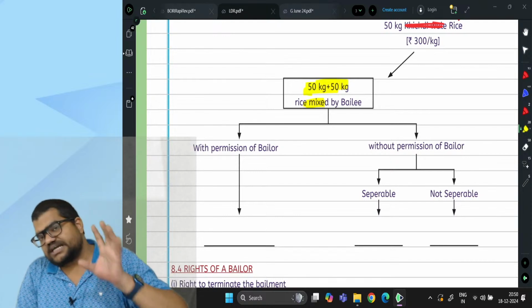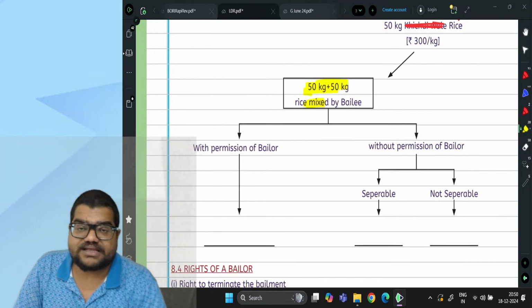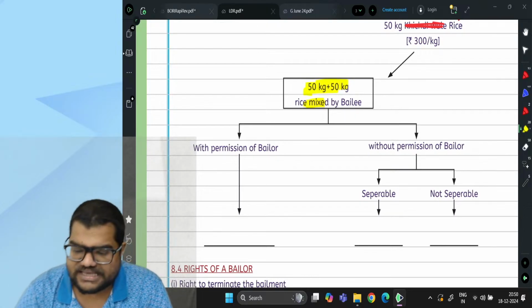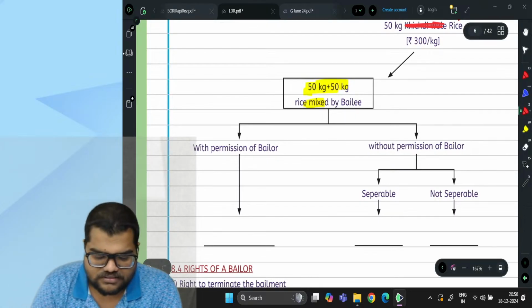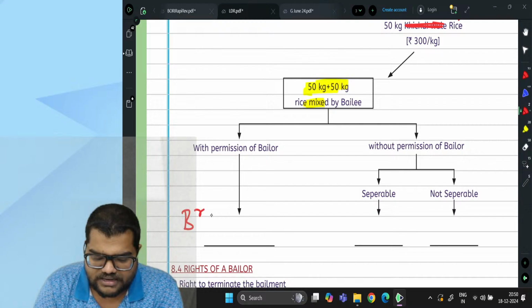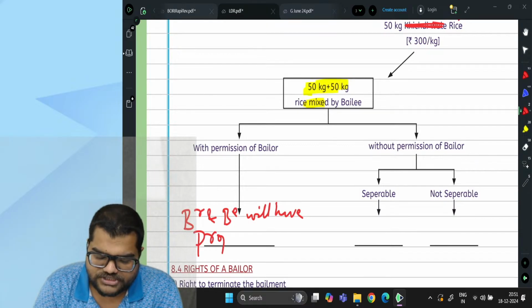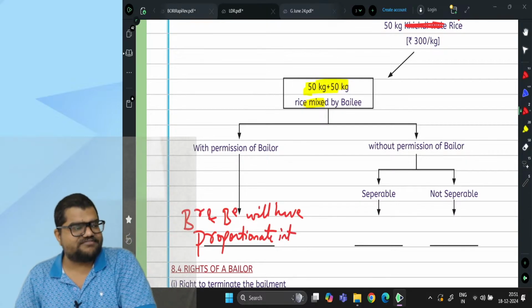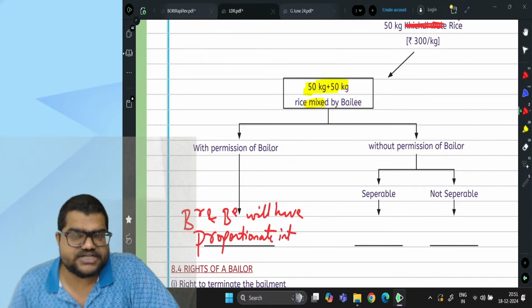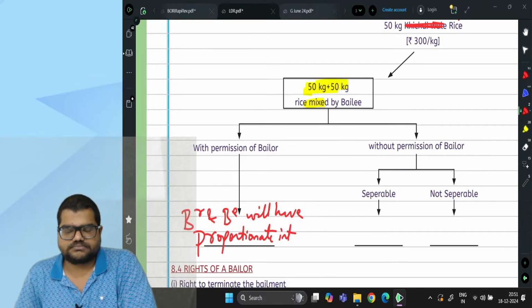So was this mixture done with the permission of the bailor? In case the answer is yes, bailor and bailee will have proportionate interest in the mixture. Okay, easy.